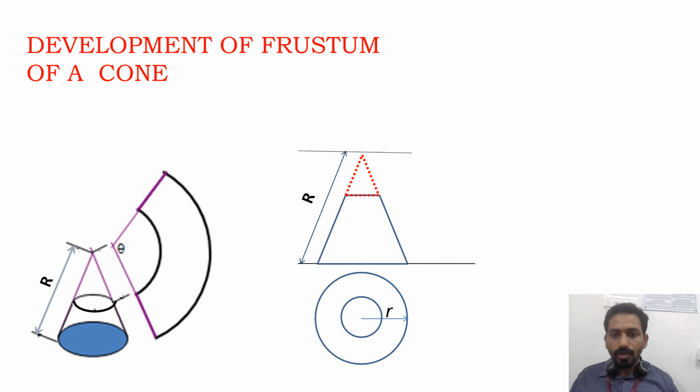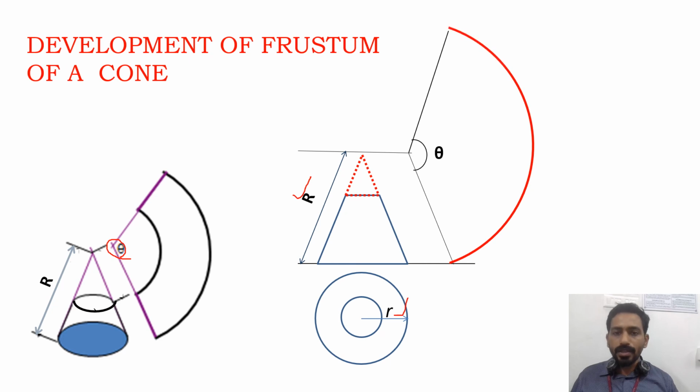Now I'll draw the first generator here of the large cone, and I'll find out the included angle theta using small r and capital R. You know how to calculate it. Now with that angle theta, I will draw the development of the large cone. That will look like this.